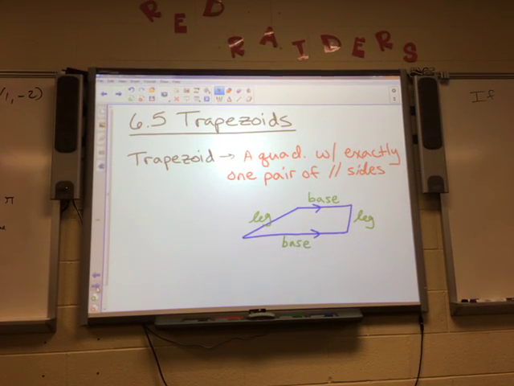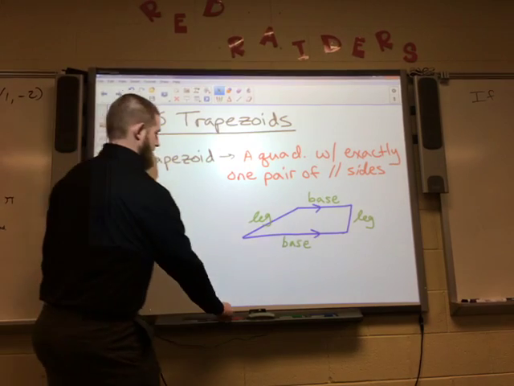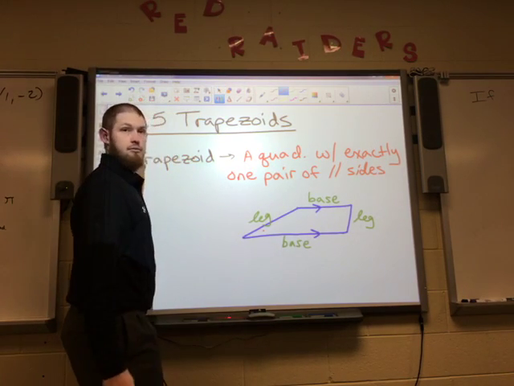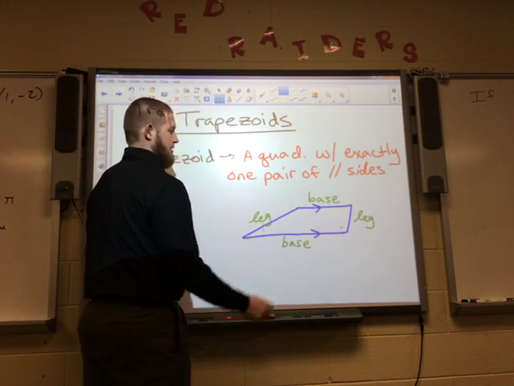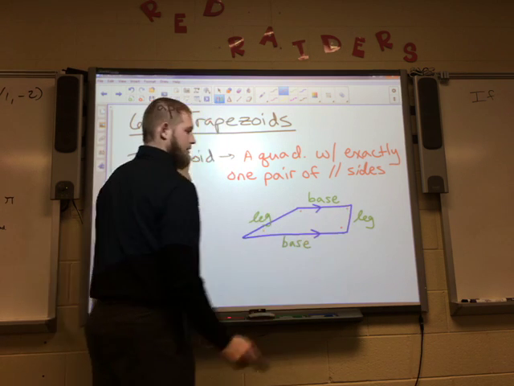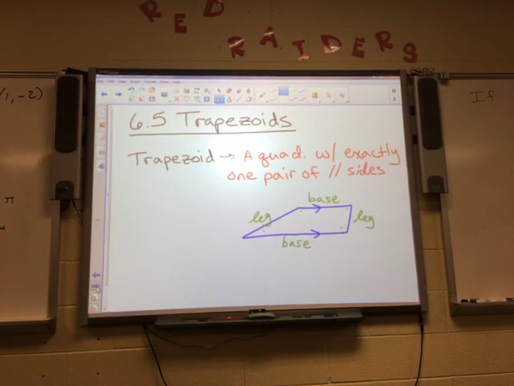How many base angles are there? There's actually 4 in this case, isn't there? Okay, because that's a base angle, right? And so is that. But so is that and that. Because they connect bases, right? Okay. So those would all 4 be base angles.